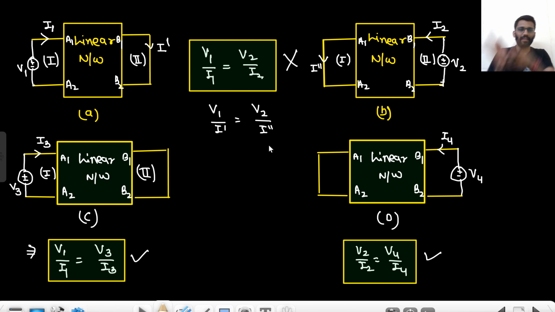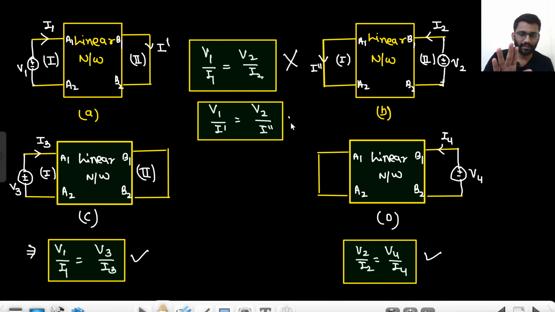Now voltage by current. Are you getting this point? If both the quantities are at the same port, then the port can't be changed. V1 by I1, then V3 by I3 at the same port. Now V1 by I1, V1 by I dash, then V2 by I double dash. Okay, so this is correct.